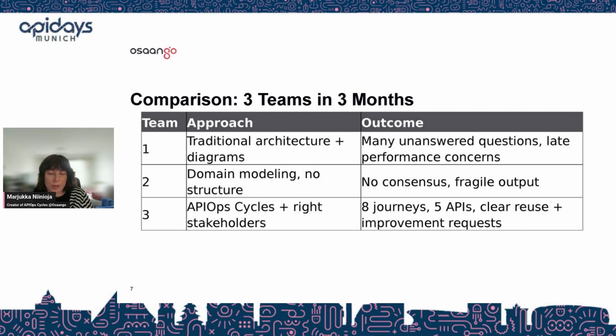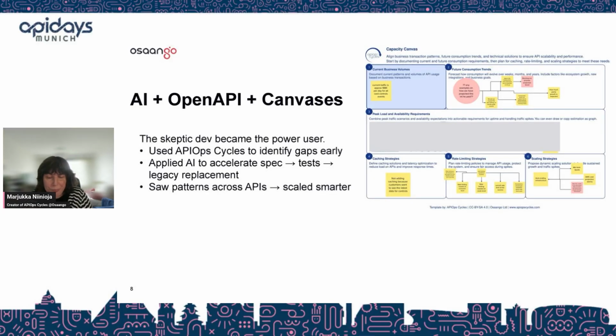Now, the third team was using API Cycles and had the right stakeholders in. So in that three months of time, they were able to complete 8 customer journeys, identify 5 APIs from those, had clear reuse cases for architectural components across those APIs, and they had even improvement requests for the enabling teams for security and API management and so forth. Now, how is this possible?